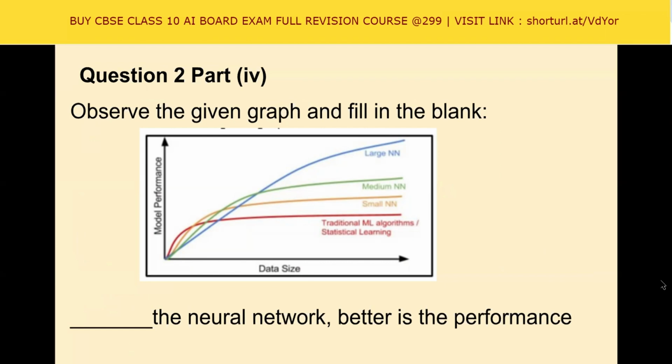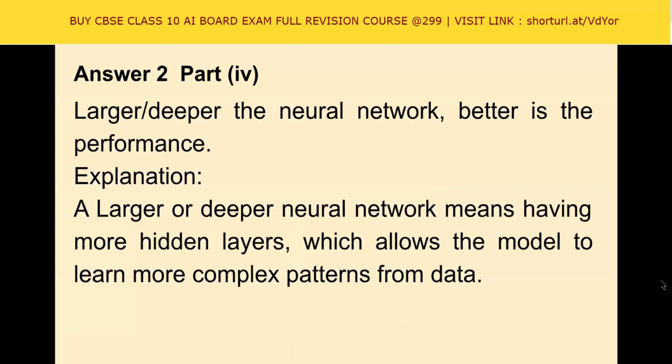Next, in this diagram, one axis is the data size and the other is the model performance. So the blank neural network has better performance. Which neural network has better performance? It is very simple: from this, the large neural network. Large means a huge amount of data. See, neural networks work with the help of data. If you get a lot of data, you can understand the patterns in that data. So large or deeper neural networks can process more data and give you more information.